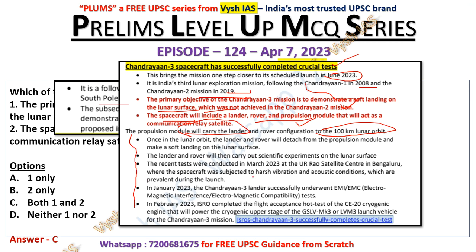Okay, so the test was conducted in March 2023 at this U R Rao Satellite Center, which is in Bangalore. They are checking what will happen with harsh vibration, sudden landing, all these things. That is the test which they did, and they were successful. Same like that, in January 2023 also they had certain tests, and February 2023 also they had a test. So that is why it's very, very important.